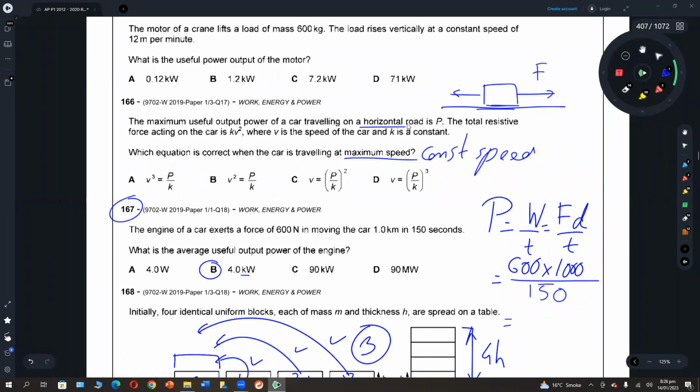When speed is constant, forward force and backward force are the same. Forward force is F, and backward force is KV squared. F is equal to P upon V. Speed is constant, so forward force is equal to backward force. I equate them: P upon V is equal to KV squared. So if I rearrange the equation, I can say P is equal to KV cubed.